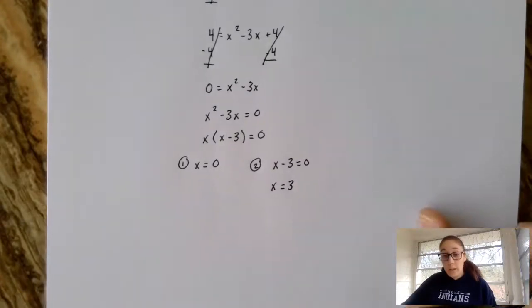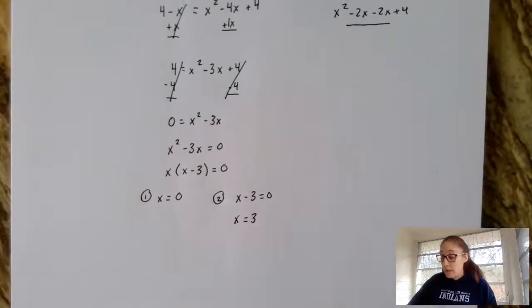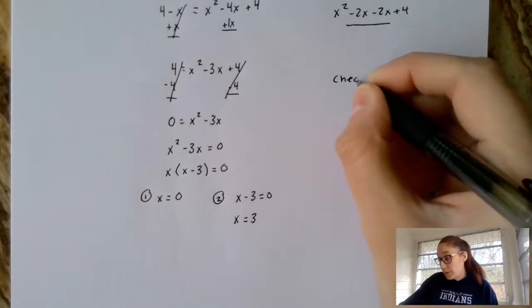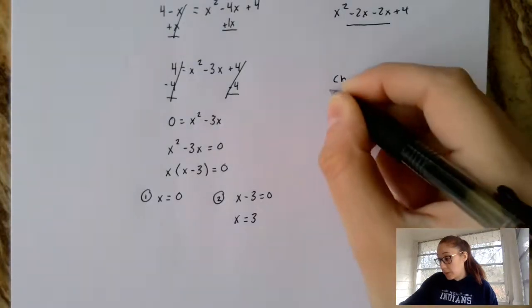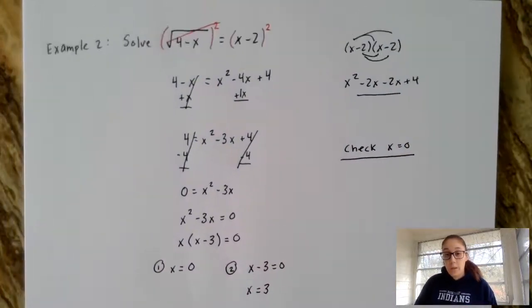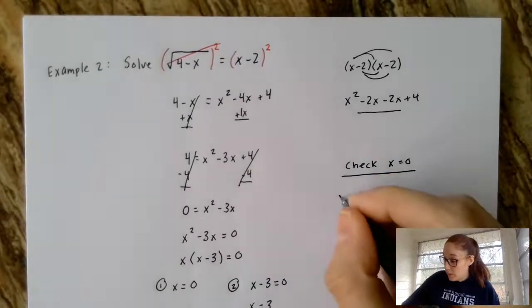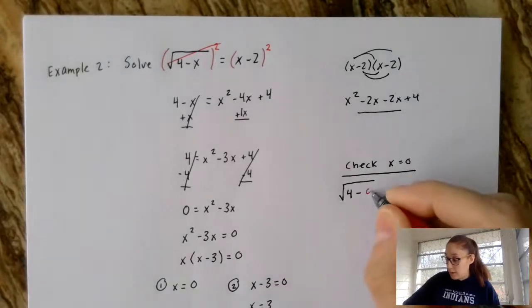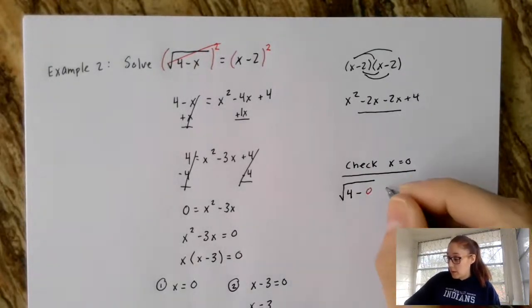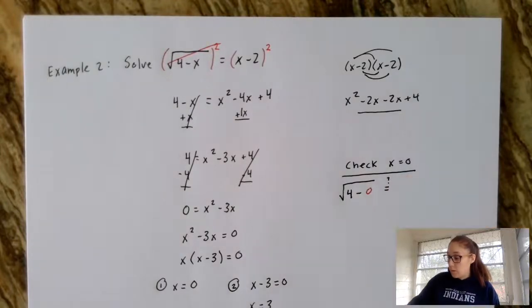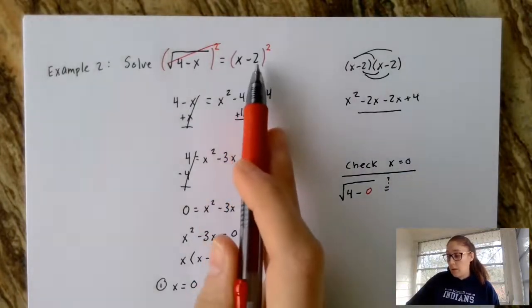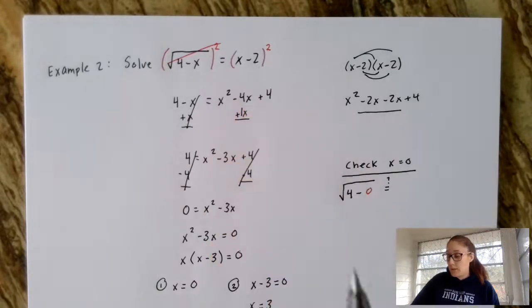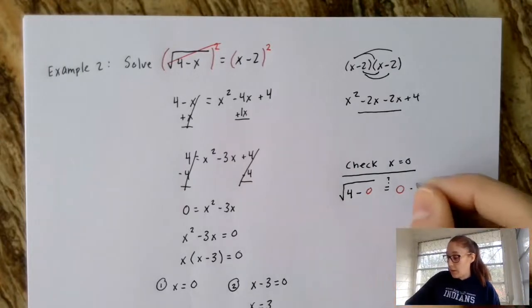Now, before we can actually circle those or box those in as our final answers, we have to check both of them. So the first thing I'm going to do is I'm going to check x equals 0. Alright, so I'm going to use my original equation. I'm going to do 4 minus, and I'm going to plug in 0 because that's where x is. And we're going to see, does that equal, and then on the right side, originally I added the parentheses and the squared, but originally this was x minus 2, so I have 0 minus 2.